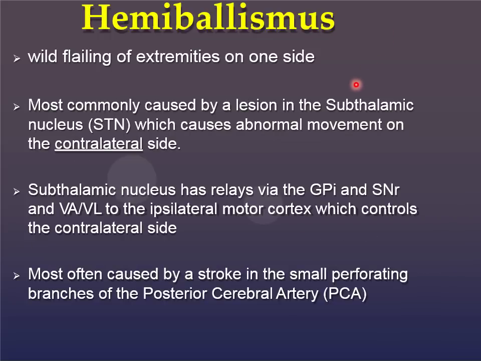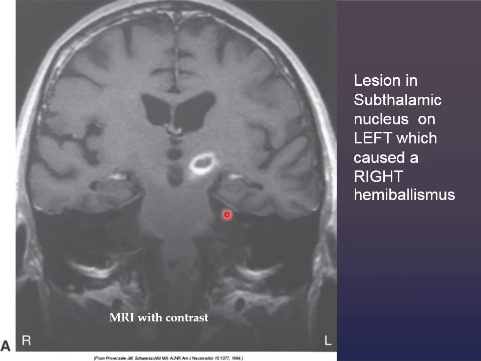Hemiballismus is a wild flailing of extremities on one side. It's commonly caused by lesions to the subthalamic nucleus, which affect movement on the contralateral side. It has relays to the subthalamic nucleus through the globus pallidus and substantia nigra, and the thalamus, the ventral anterior and ventrolateral thalamus, to the ipsilateral cortex. Commonly, it's caused by a stroke in the perforating vessels of the posterior cerebral artery. We see here a lesion near the thalamus in the subthalamic nucleus on the left that caused the right hemiballismus.